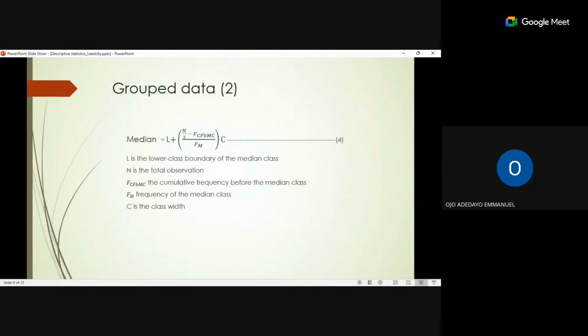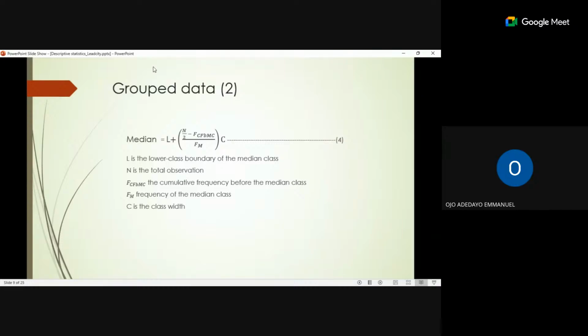Now the same thing goes for the median. The reason why I'm showing us all these formulas first before the example is that by the time I'm showing you the example, I'm going to show you how you can extract all these parameters that you are seeing, all this N, all this L, all this FM, and some other things. You'll be given data, and they will expect you to calculate all these things. So how you can get it without stress, you are going to see it in this lecture.